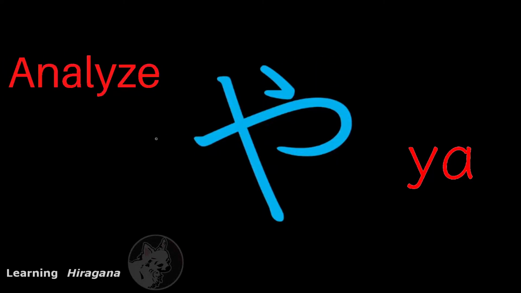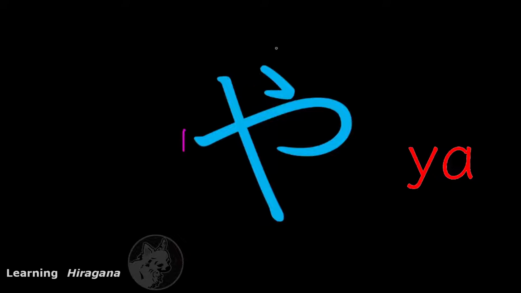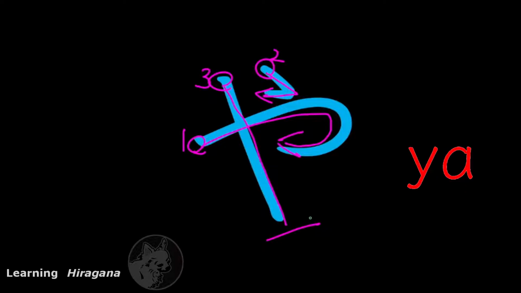This is ya. It has 3 strokes, 1, 2, and 3. The first stroke starts from the left, goes across to the right, and makes a backwards C like this and ends with a slash. The second stroke starts from the top, goes down like this, and ends with a slash to the left. The third stroke starts from the top left, goes down, crosses with the first stroke, and ends here.